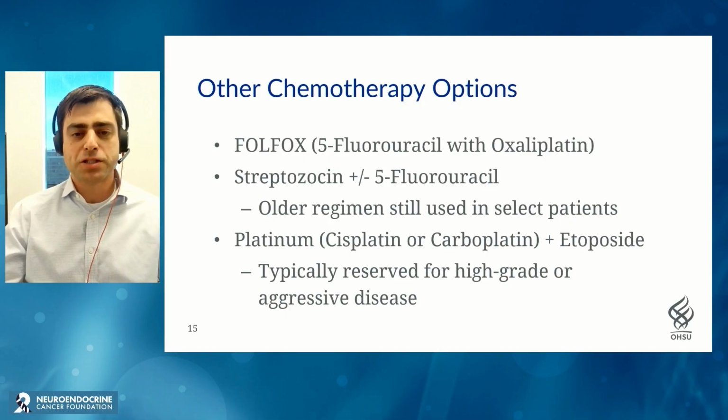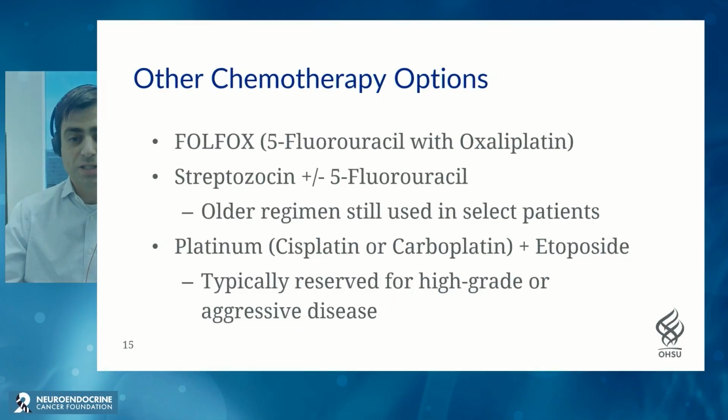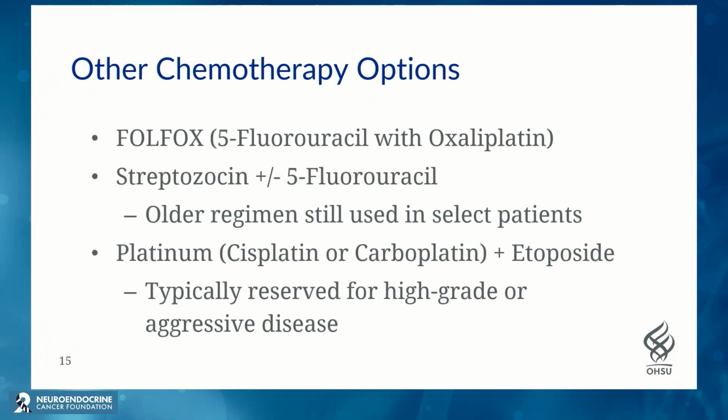Other chemotherapy options include the colon cancer regimen FOLFOX, which is the combination of 5-fluorouracil with oxaliplatin. There's really good data to use these, especially in pancreas neuroendocrine tumors that have been treated with multiple other agents. There's a much older regimen combining streptozocin with or without 5-fluorouracil. It still has some utility in certain neuroendocrine tumor patients. And then the platinum chemotherapies, cisplatin or carboplatin combined with etoposide, are typically reserved for much higher grade or aggressive disease such as neuroendocrine carcinomas.